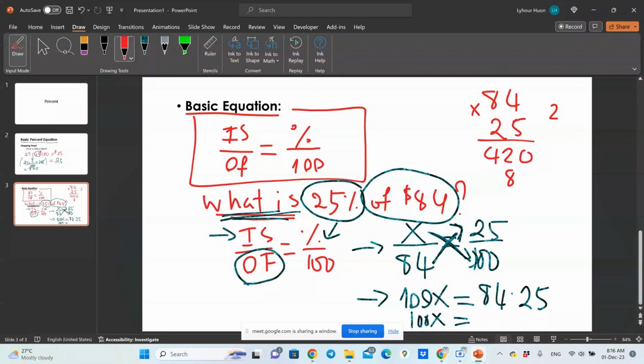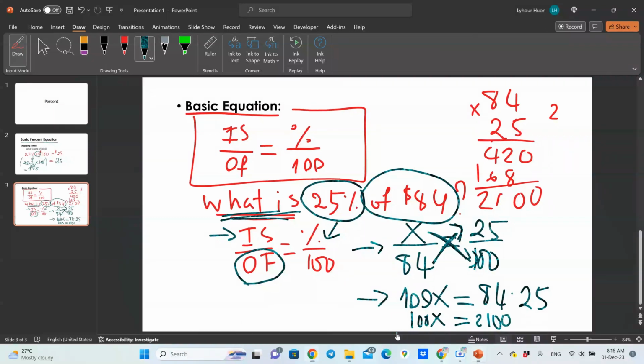This 8, this is 16. So, 0, 0, 1, 2. So, 2100. So these equal 2100. Now, 100x equal to 2100. What is x equal to? Wait, 100x is 2100. So what is x equal to?